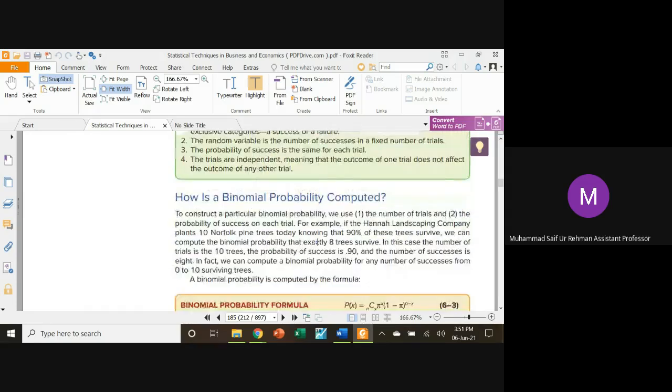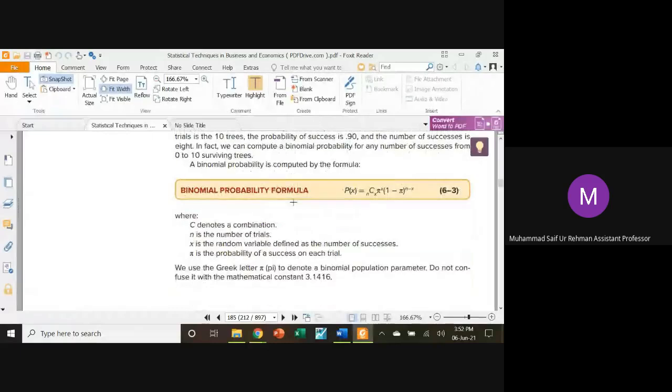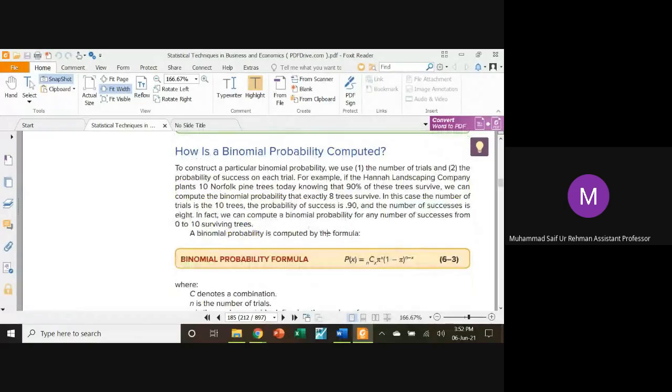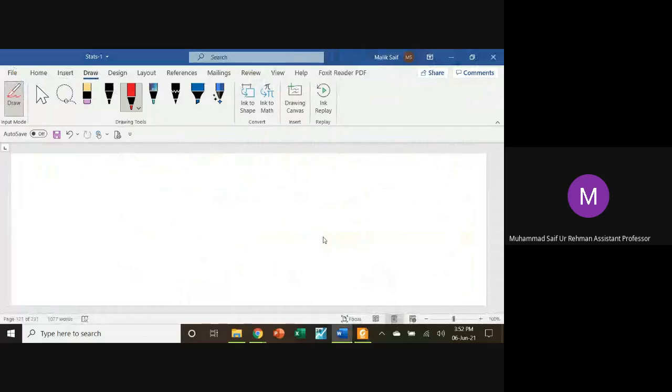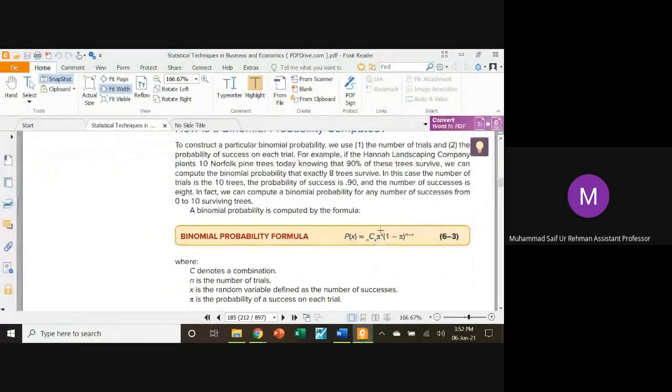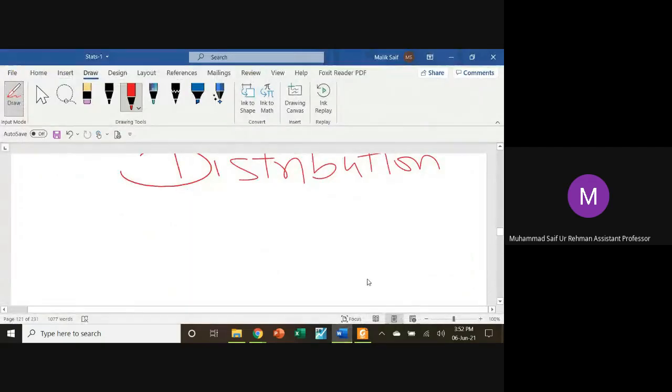Okay, so then there is a formula for how binomial probability is computed. This is the formula, but I'm going to change it and use my own notations instead of these pi's, because in the next course you will see this pi for population proportion. So it is quite possible that you get confused about what this pi is. Therefore I'm going to change the notations and use those with which you are familiar.